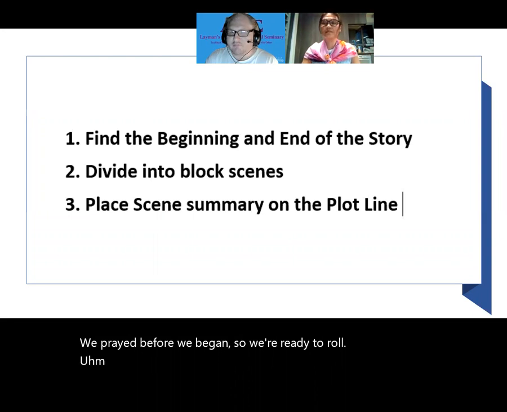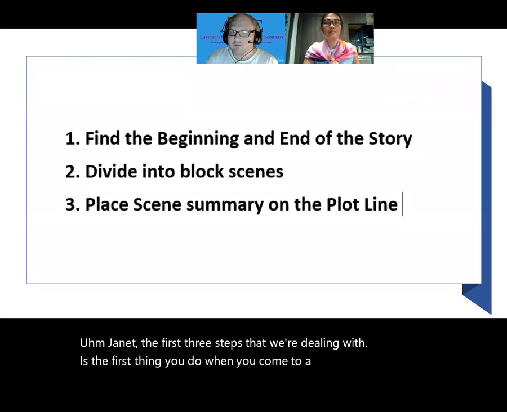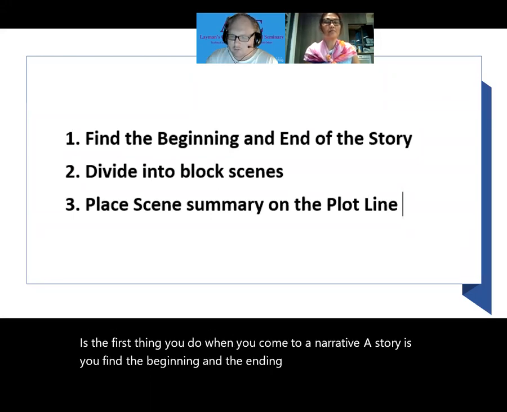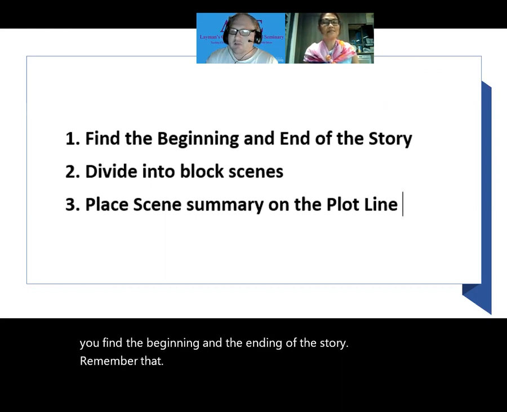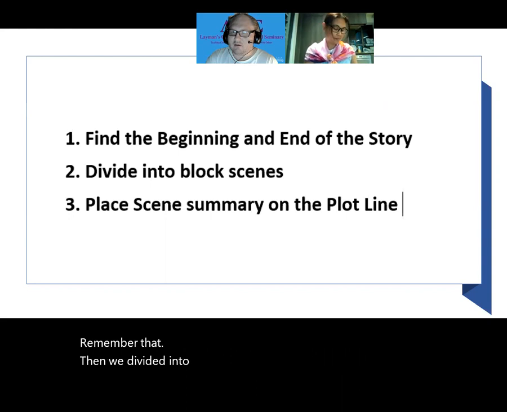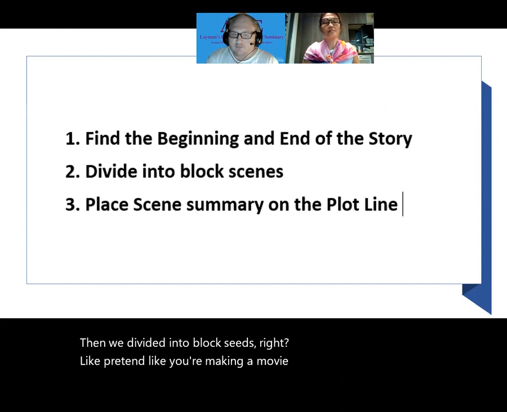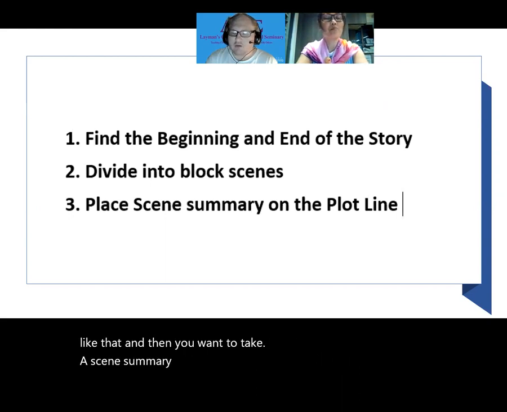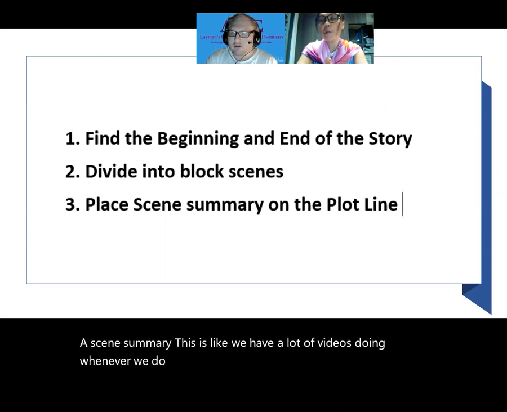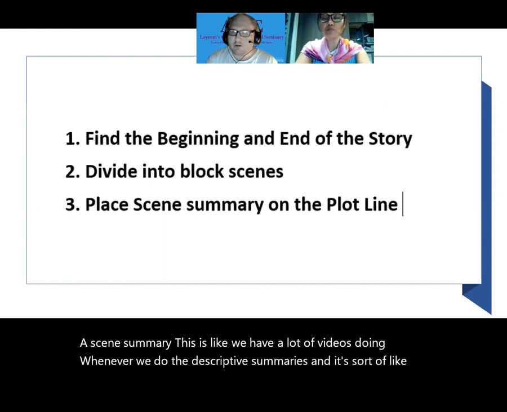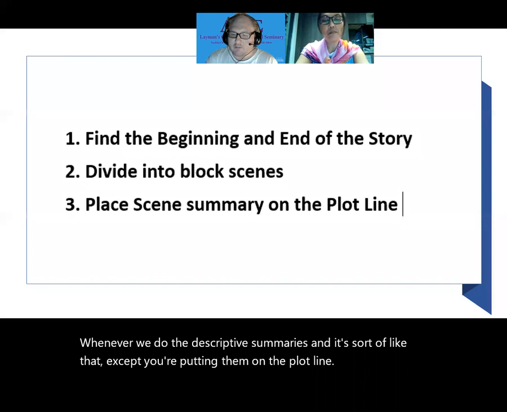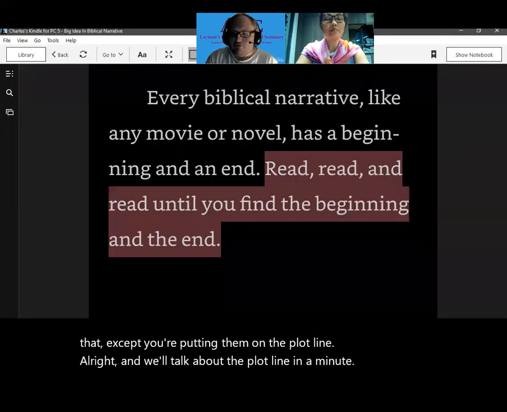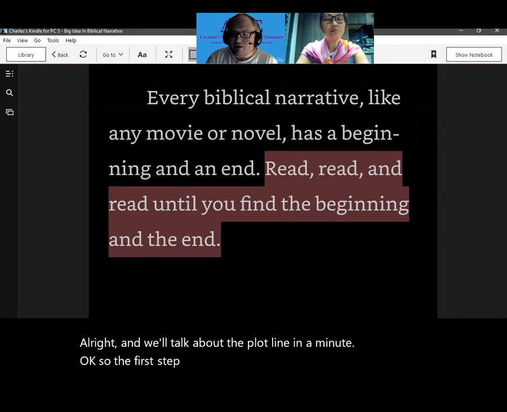Janet, the first three steps that we're dealing with: the first thing you do when you come to a narrative, a story, is you find the beginning and the ending of the story. You remember that? Yes. Then we divide it into block scenes, like pretend you're making a movie, a screenplay. And then you want to take a scene summary. It's like the descriptive summaries we do in a lot of our videos, except you're putting them on the plot line. We'll talk about the plot line in a minute. So the first step is read until you find the beginning and the ending.